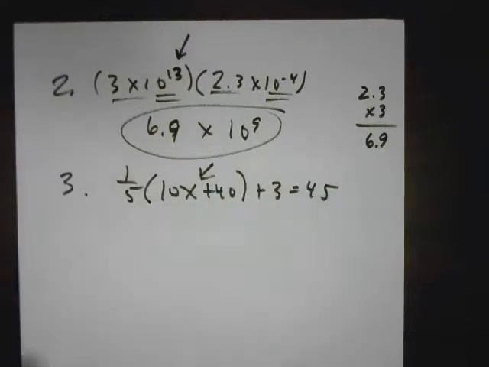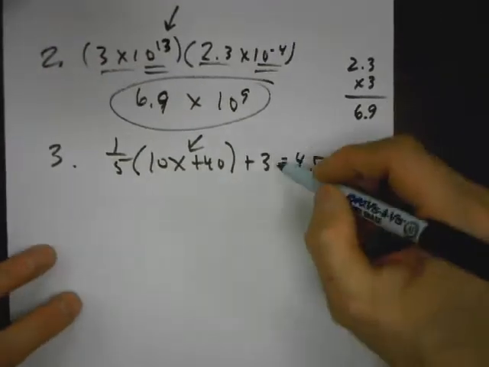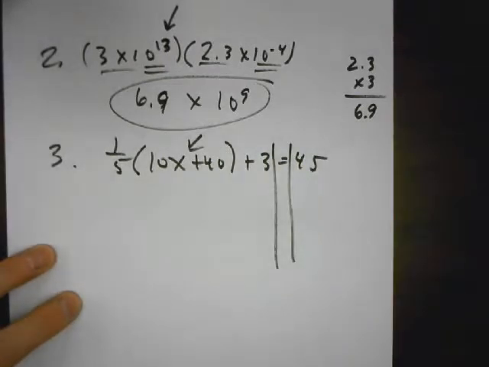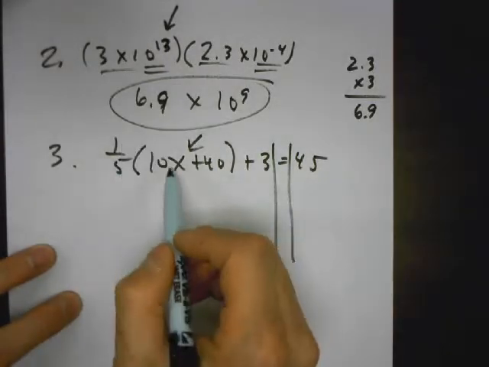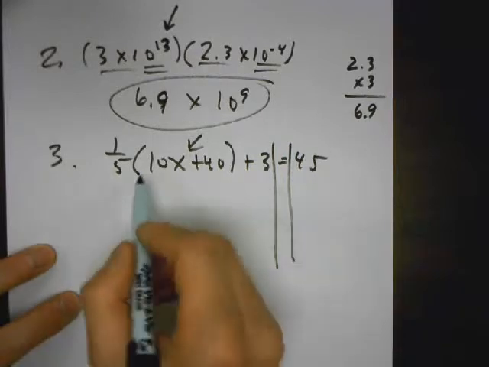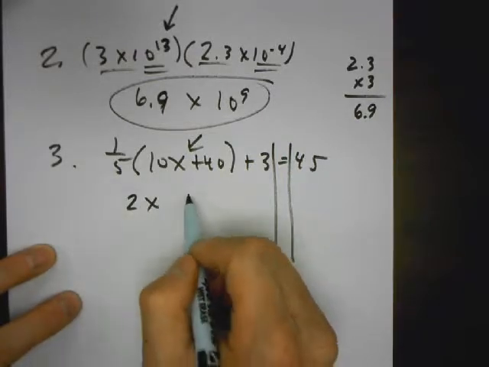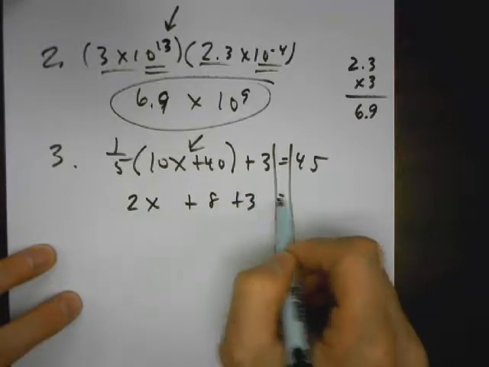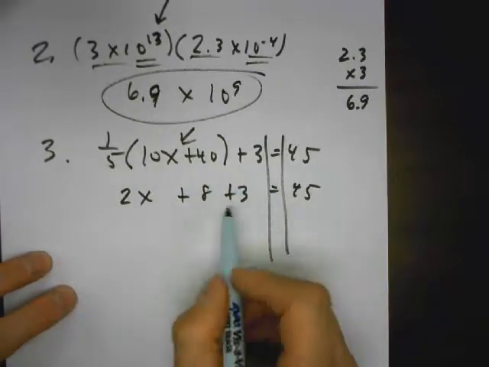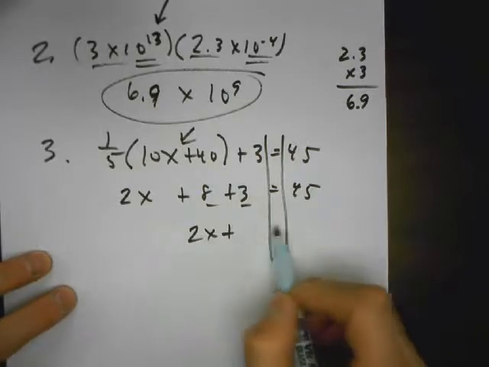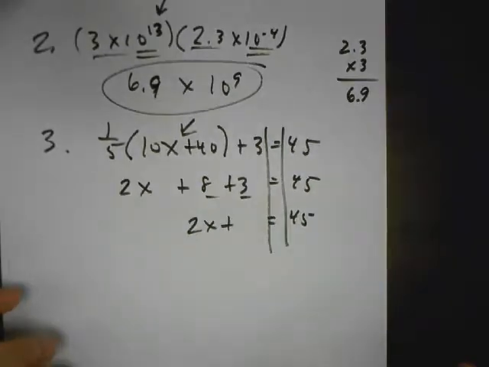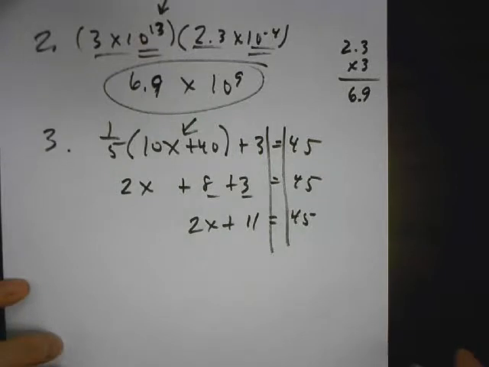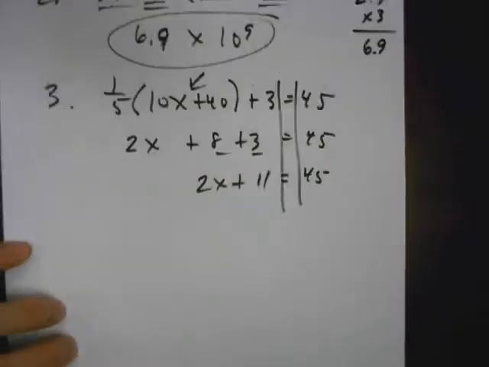We have 1/5 of 10 times some number plus 40, plus 3 equals 45. What's that number we're trying to figure out? What goes there? So solve this. Okay, let's separate our left from our right side of the equation. If I'm going to distribute a 1/5, that's like dividing these by 5. So that's going to give me 2x plus 40 divided by 5 is 8. So I distribute and combine like terms. That's my mantra when I'm trying to simplify. Distribute and combine like terms. Now I can solve this equation.